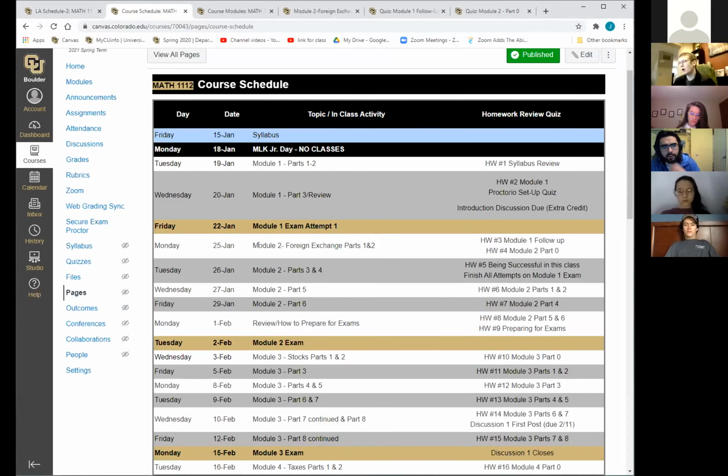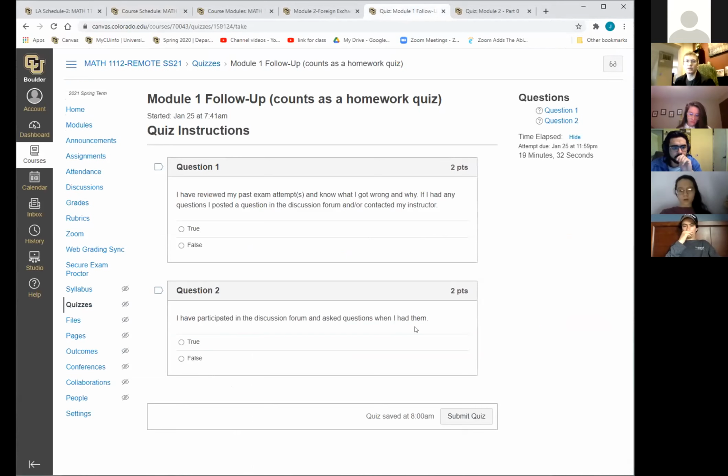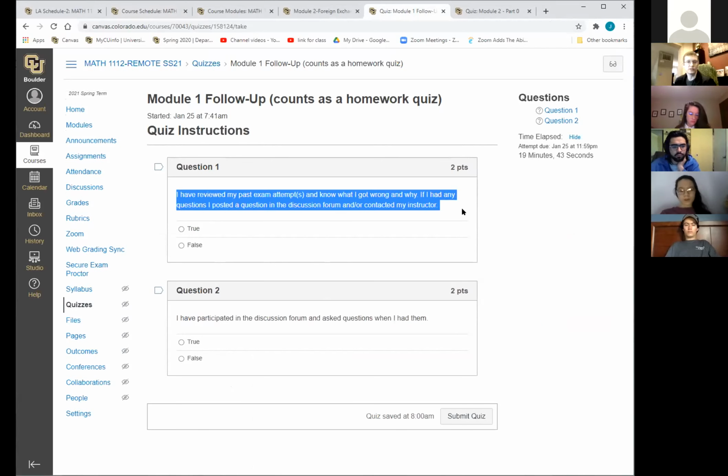Starting module 2, parts 1 and 2 today. And we have 2 different homework assignments due tonight. We have this module 1 follow-up homework, which is really quick. It basically is like, hey, have you been doing the correct things, like the discussion post that we had last week, and if you had any questions on the exam, have you asked your instructor, that sort of stuff.